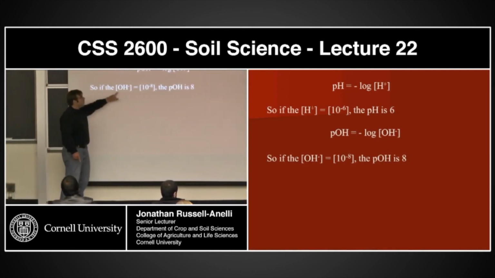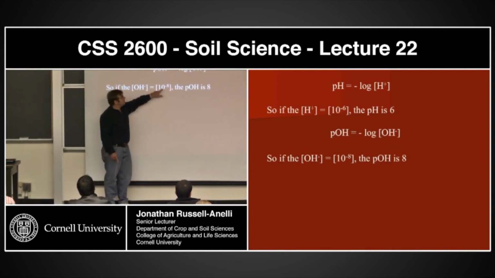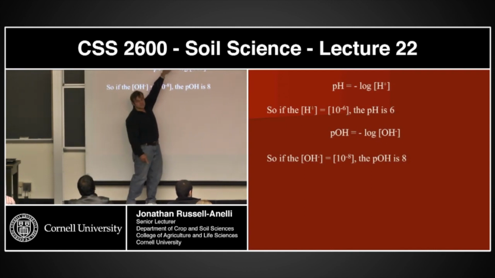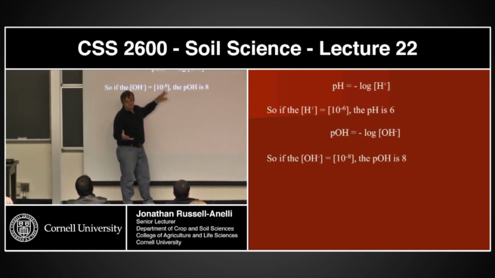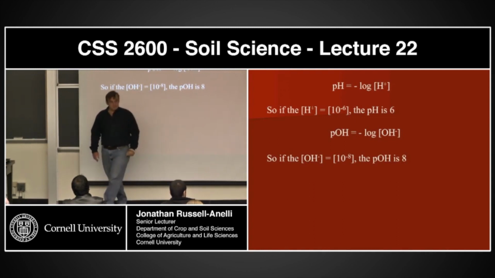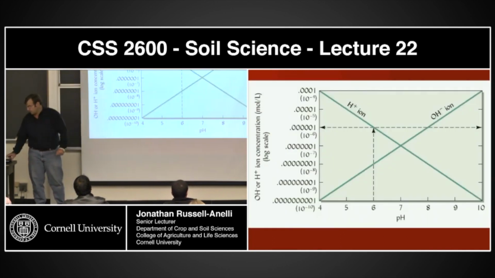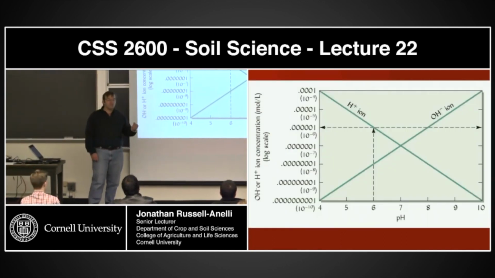So if the pOH is 10 to the minus 8, minus 8 plus minus 6 makes the minus 14. The pOH is 8. Does that make sense to everybody? That's how we get the conversion to the pH scale of 1 to 14 versus saying it's 10 to the minus 1, 10 to the minus 2, 10 to the minus 3, 10 to the minus 4. Does that make sense? Okay.